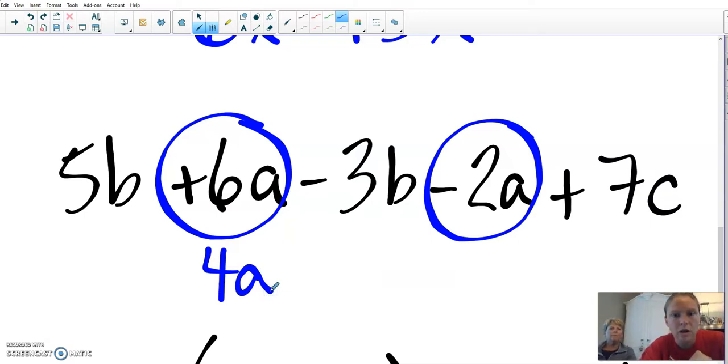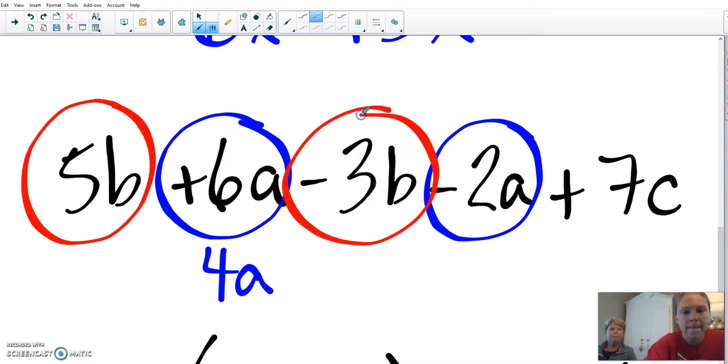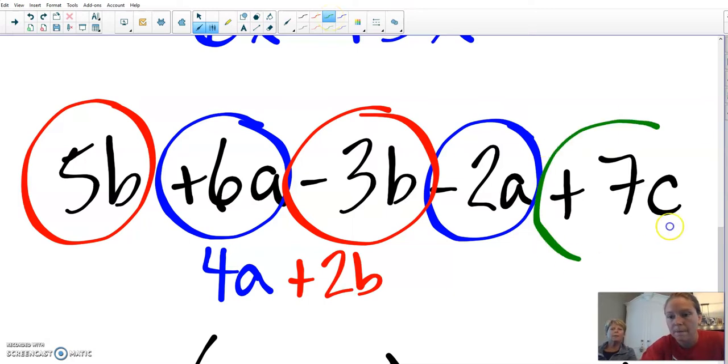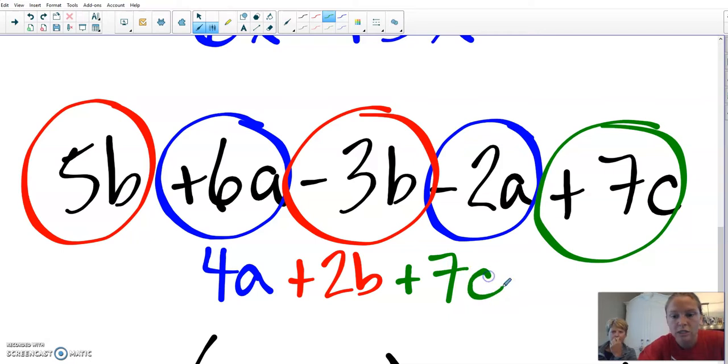Next in the alphabet is obviously B. So I'm going to circle any terms that have B. What's 5 minus 3, Mom? 2B. Now that's a +2B, don't forget. So we put a +2B. The last term you see with a variable is that +7C. We don't have another C though. So I'm just going to bring it straight down.